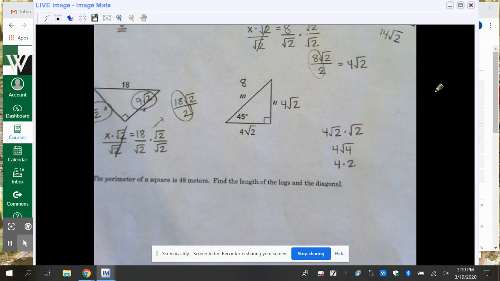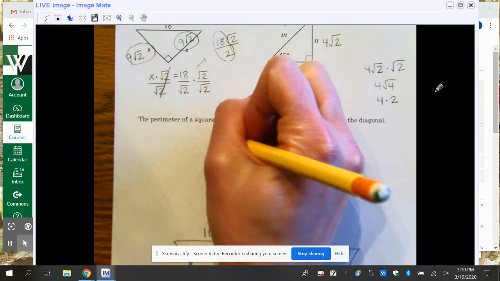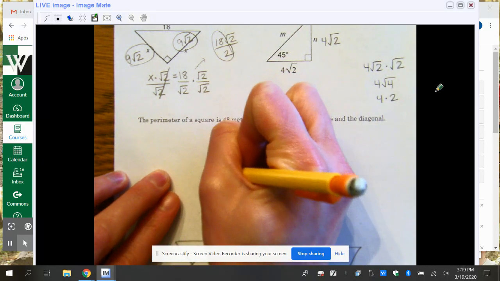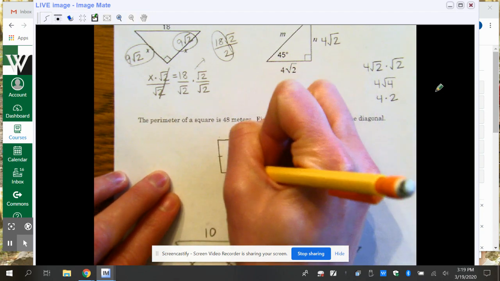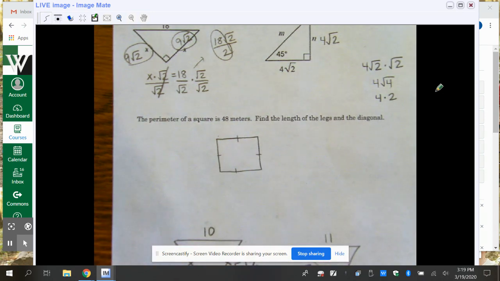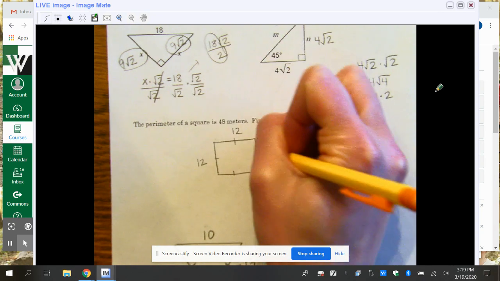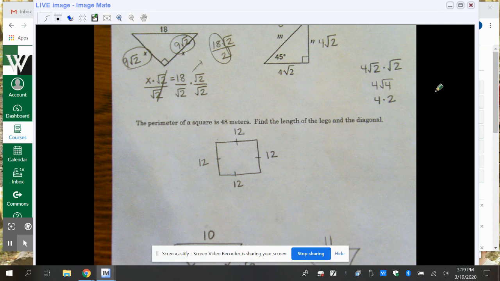All right, so then this last question is just like an extension of that. So this is telling us the perimeter of a square is 48 meters. So if we remember anything about a square, all 4 sides are going to be the same. So 48 divided by 4 is going to be 12. Okay. So those would be the lengths of the legs.